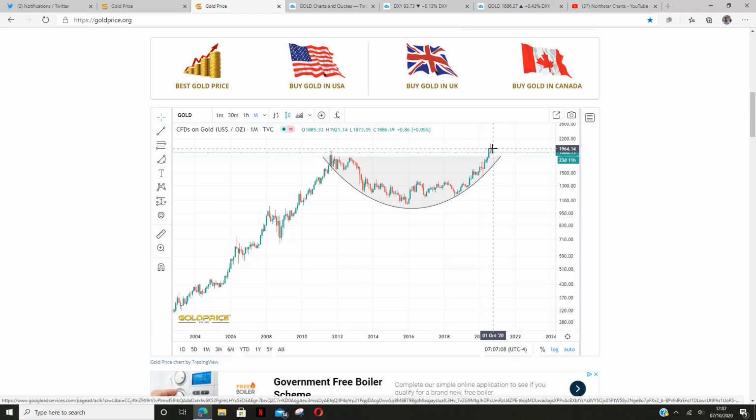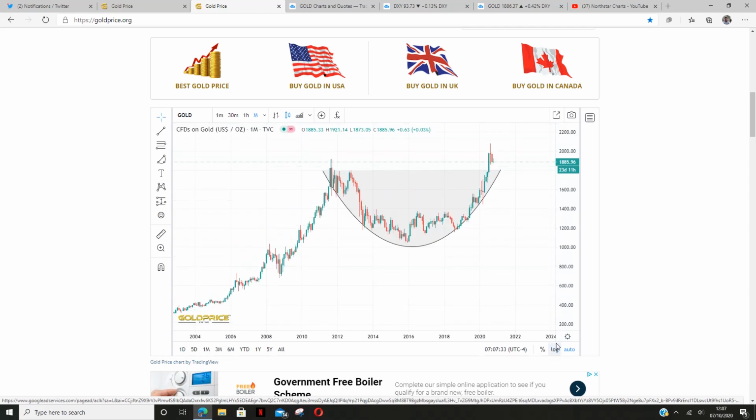This recent pullback looks as though it's going to be testing the monthly breakout levels, anywhere between around 1800 and perhaps 1810, 1820, that sort of thing. If it tests the arc again, then price will be coming back to somewhere around $1,700. I'll just switch back to the linear chart.